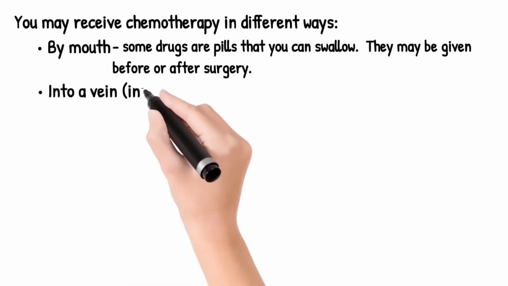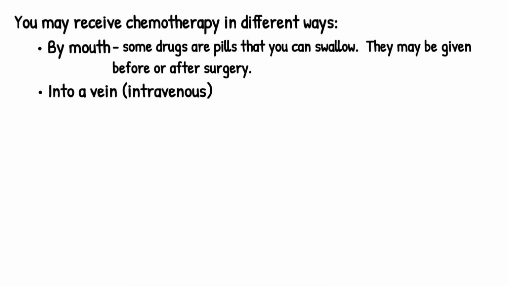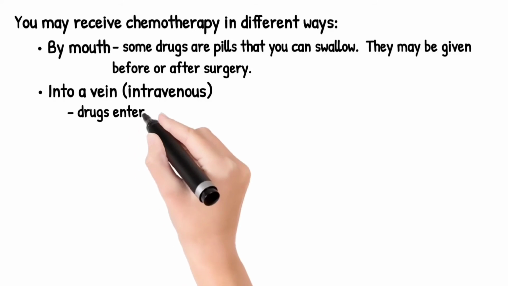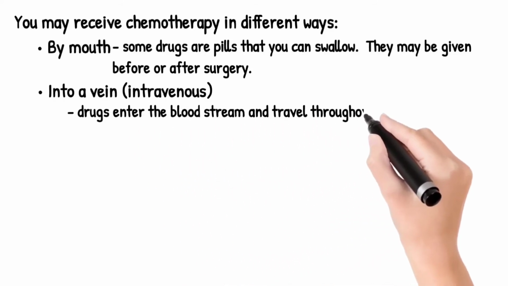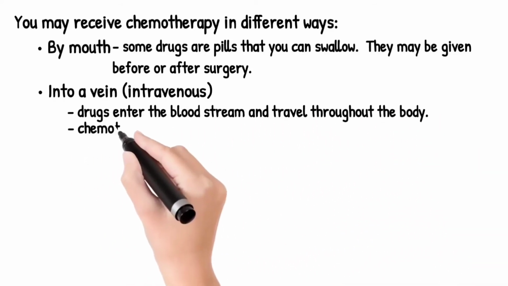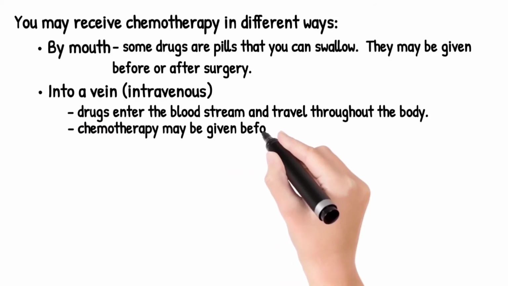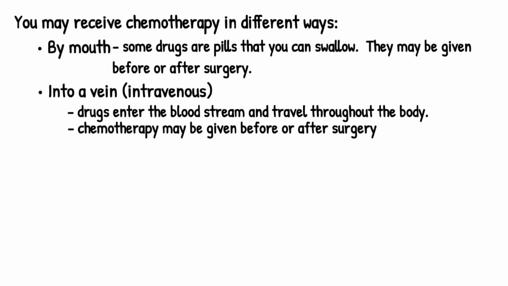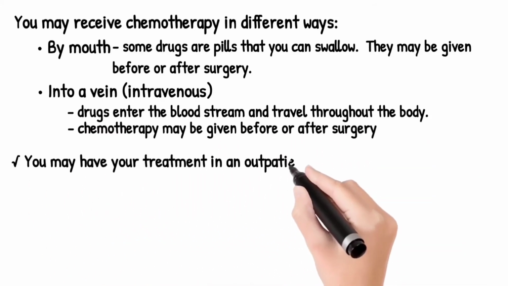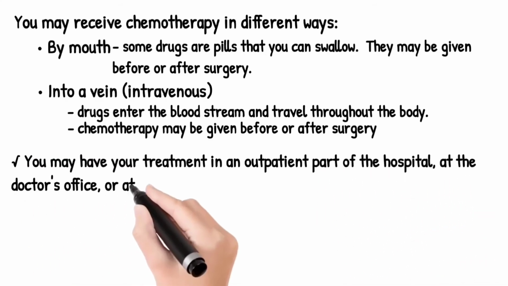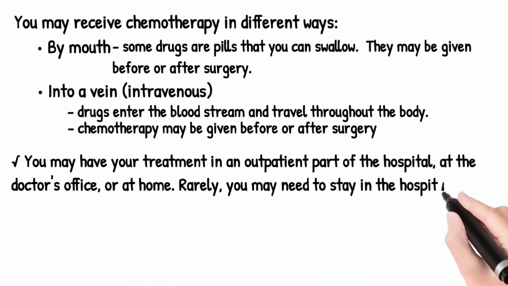Another one is into a vein, or what we call intravenous. The drugs enter the bloodstream and travel throughout your body. Chemotherapy may be given before or after surgery. You may have your treatment in an outpatient part of the hospital, at the doctor's office, or at home. Rarely, you may need to stay in the hospital.